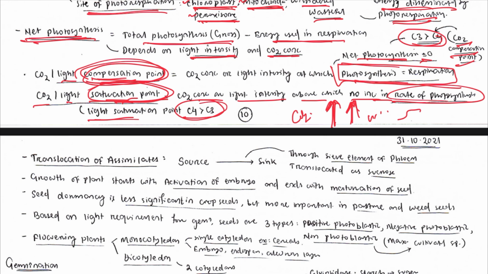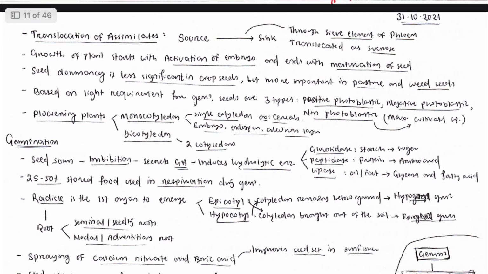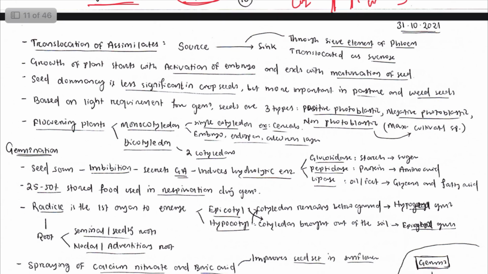We have discussed earlier. Okay, so next thing is translocation of assimilates. So far we have discussed photosynthesis and respiration. So what is net photosynthesis? Basically in photosynthesis, glucose is produced, then it has to move from source to sink. That means where it is stored, where it will be utilized, right?